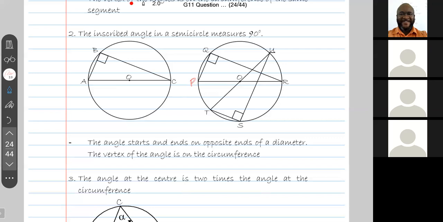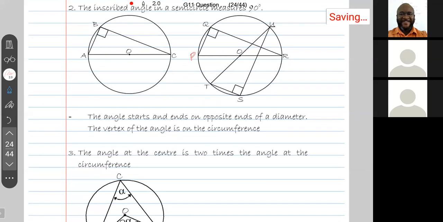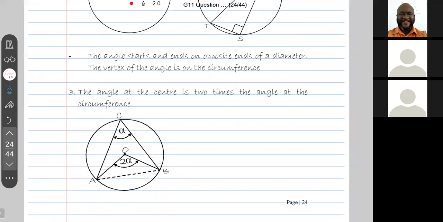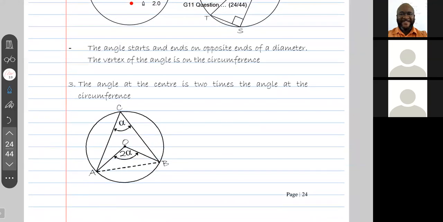So the angle in a semicircle starts at one end of the diameter, goes up to the circumference, and then comes back down to the other end of the diameter. So the angle starts and ends on opposite ends of the diameter. The vertex of the angle is on the circumference. The angle in a semicircle is equal to 90 degrees. Stay with me. And number 3, before we go and look at a question.